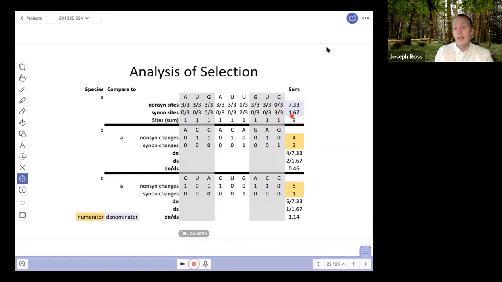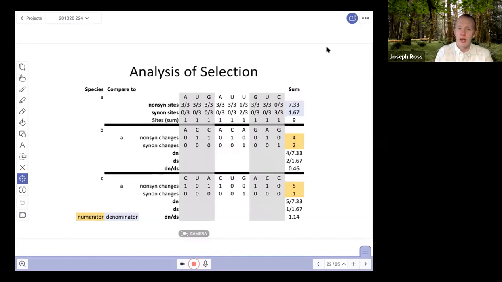And so that sums to 9, which is expected because there should be 9 sites because there are 9 nucleotides. So what those 2 numbers give us are the denominator for the DN calculation and the DS calculation. So now let's take a look at actually doing that calculation.